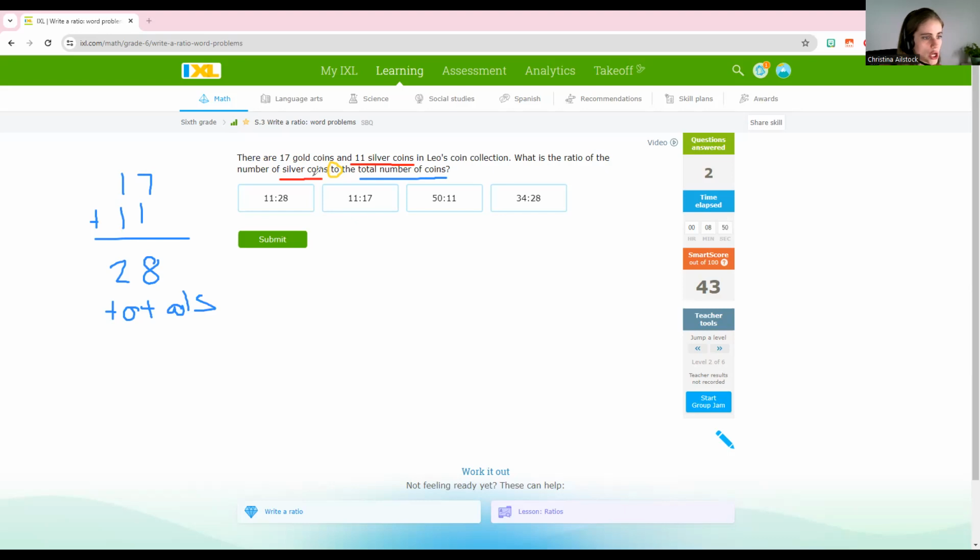Now when we write our ratio, silver coins go first, which is 11, and then we're comparing that to total coins, which would be 28. And looky there, that matches one of our answer choices. Even though this isn't formatted as a fraction, we very well could write our ratio as a fraction as well, and that would be a correct answer too, in case we ever get any like that in the future.